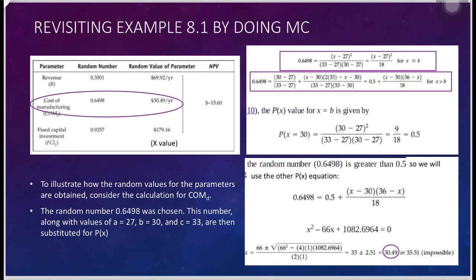So to illustrate how the random values for the parameters are obtained, consider the calculation for the cost of manufacturing. So the random number chosen was 0.648498 for the cost of manufacturing. So this number, along with the values of A, 27, B, 30, and C, 33, are then substituted into the P sub X. Okay?